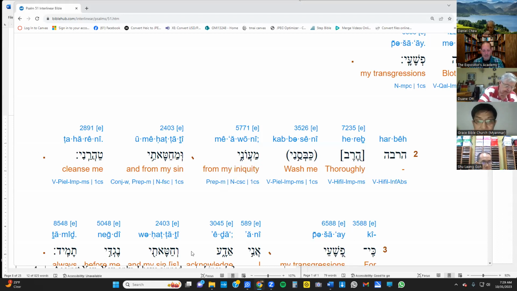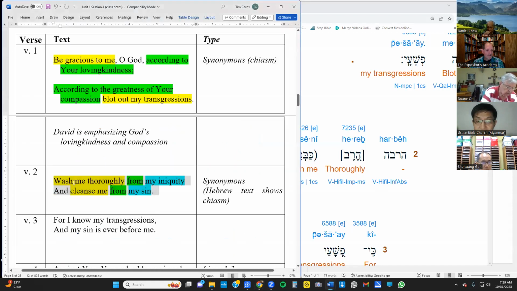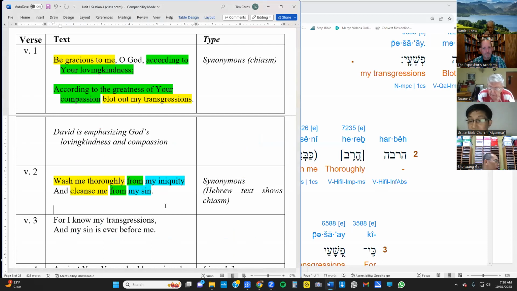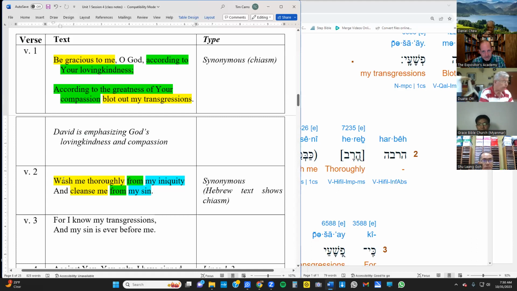Yes, the English translation here, wash me thoroughly from my iniquity, cleanse me from my sin, expresses the idea correctly. It's a good translation in the sense of the meaning of the words. It very accurately expresses the meaning of the words. But it loses the emphasis because it doesn't follow the actual Hebrew word order.